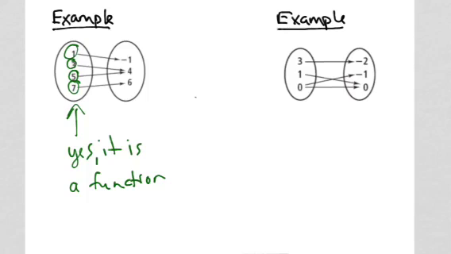The next one. I look at the 3, it's got one arrow, it's good. I look at the 1, it's got one arrow, that's good. Now the 0 has two arrows. If they're both pointing to the same number, then we're still okay. But if it's pointing to two different numbers, which it is, then this is bad, not a function.